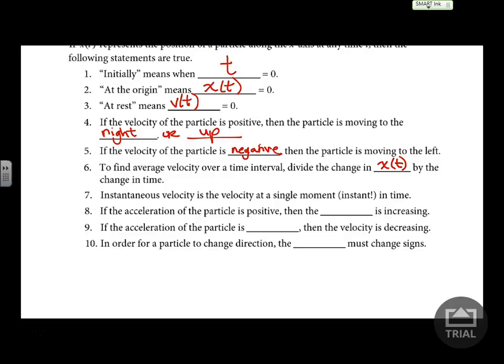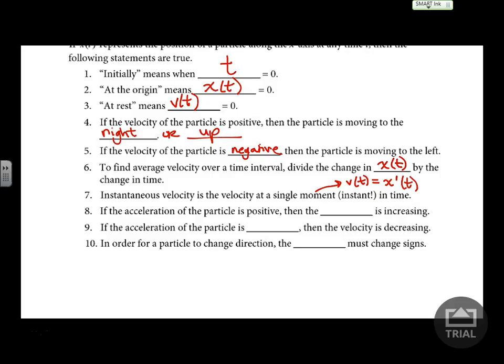Instantaneous velocity is the velocity at a single instant. But how do we find it? Good. Instantaneous velocity, just a quick reminder, is the derivative of position. We already talked about it, but now we're writing it. Instantaneous, how do you find instantaneous? Derive.